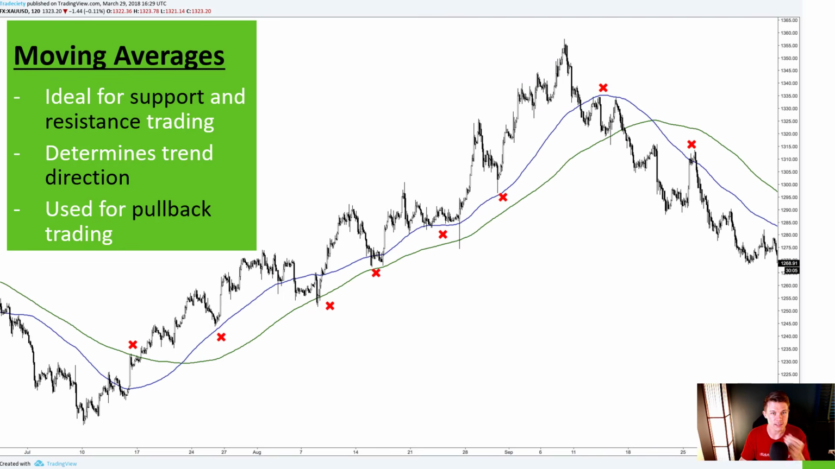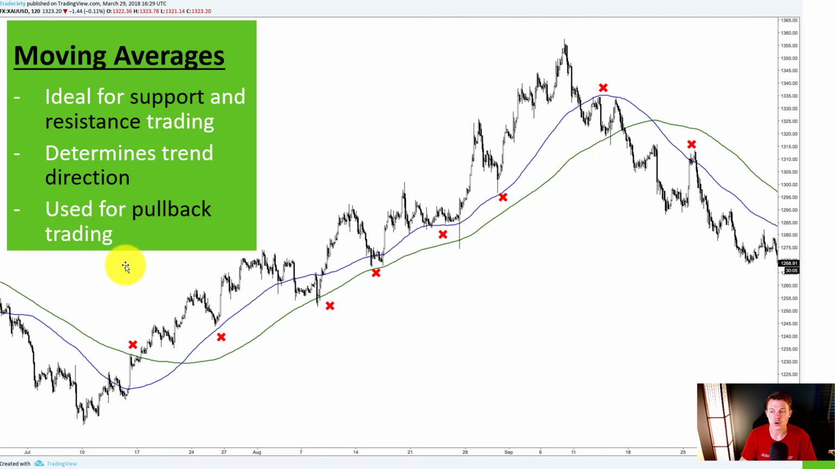So the first one is moving averages. Moving averages are considered an indicator. However, they are actually more of a price action tool, because they are a direct substitute for price action. A moving average will just look at the last 10, 20, 30 candles, depending on the length of your indicator, and then give you an average of the price action. So this is a very, very helpful and powerful indicator.